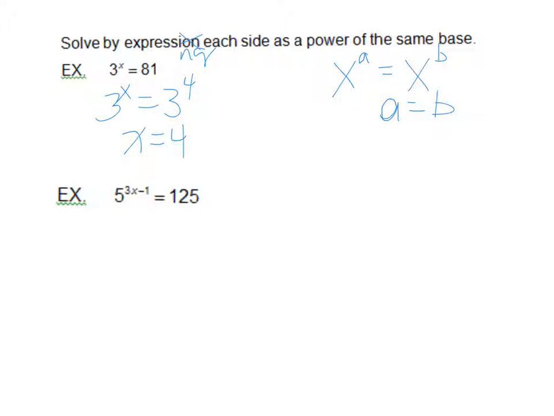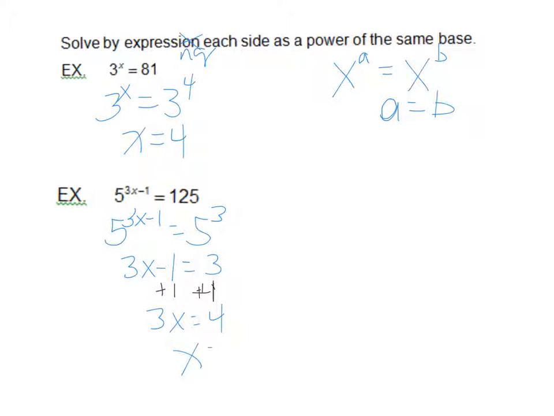The next one is 5 to the power of 3x minus 1 equals 125. Again, we can make the bases the same because 125 is 5 to the 3rd power. So 5 to the 3x minus 1 equals 5 to the 3rd power. And then I can set the exponents equal, and then just solve that little equation. So add 1, 3x equals 4, and divide by 3, x equals 4/3.